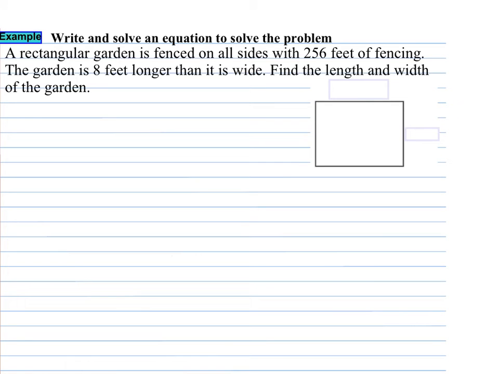Our final question for today is a perimeter one. It says a rectangular garden has a fence on all sides of 256 feet of fencing. So what that means is if I add all these around, that's what perimeter is. If I add the 2 lengths and the 2 widths, my perimeter would be 256 feet. Okay, then they say that the garden is 8 feet longer than its width.